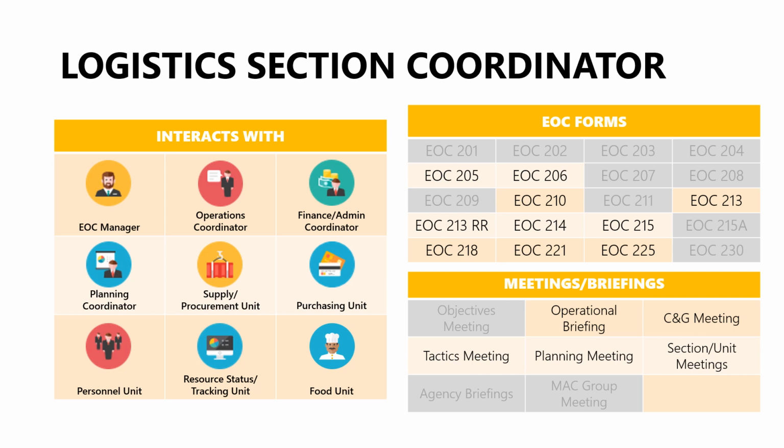Regularly coordinate with the resource status and tracking unit, because again, they're keeping track of what the status of those resources are that they've ordered. Identify resources that may be demobilized early and advise those other section coordinators of that capability. They're going to coordinate with the food unit to ensure that food is being provided to the EOC and field personnel if needed. And they're going to ensure the communication requirements to support response operations are met.